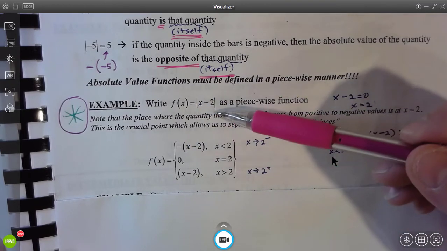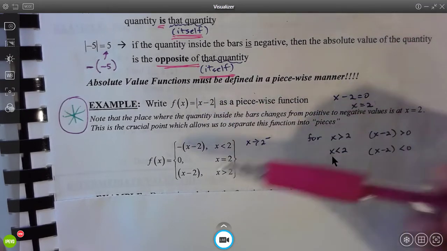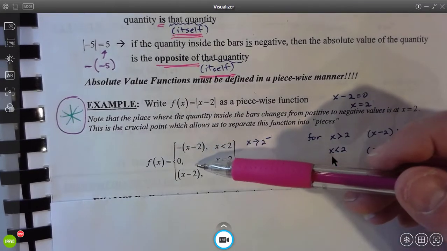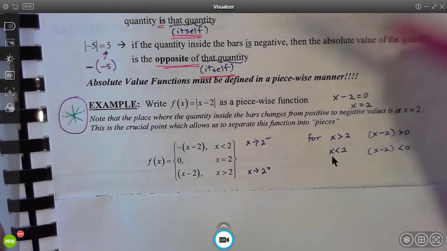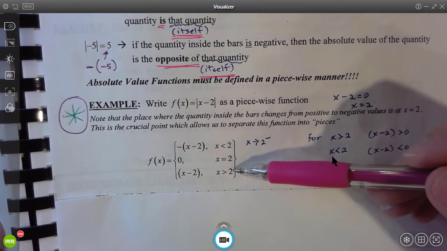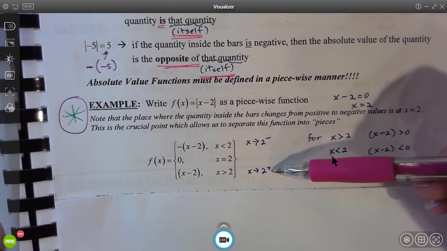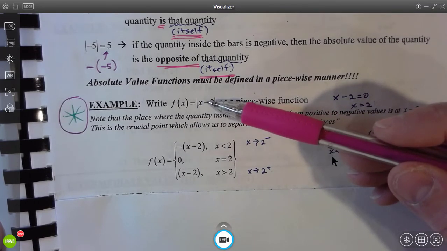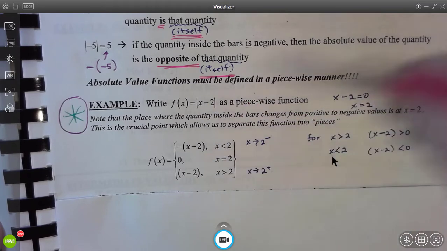Absolute value bars tell me I have to have everything not negative. Not everything positive, everything not negative, because 0 is neither positive nor negative. All right? When x is greater than 2, or when we are approaching 2 from the right side, my quantity inside the bars is going to be positive, so the absolute value of something when it's positive is itself.